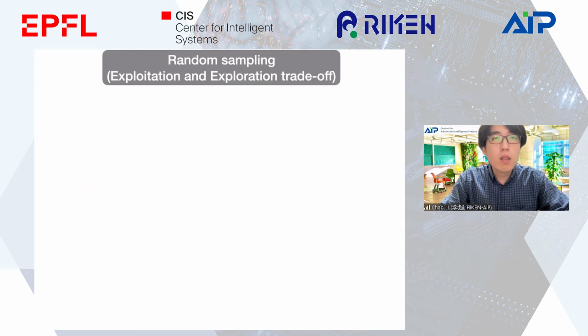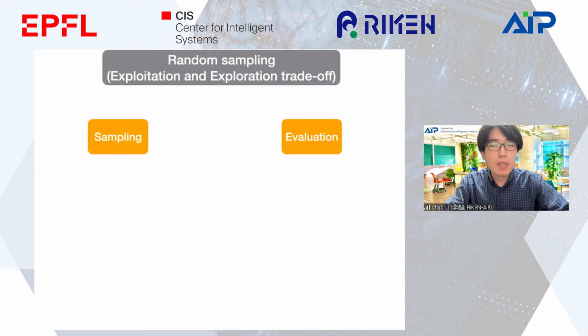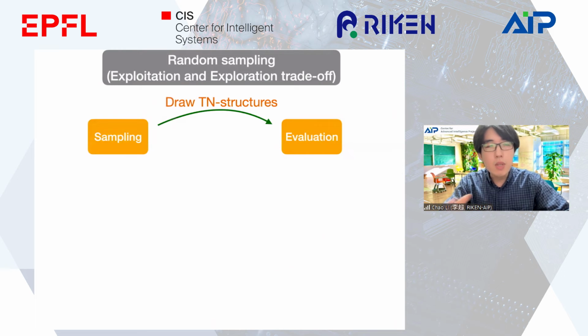And in our algorithms, we try to seek the optimal tensor network structure via random sampling. The key point is to give a good balance between exploration and exploitation in the search space. Our algorithm mainly contains two phases, that is sampling and evaluation. In the sampling phase, we randomly draw a batch of tensor network structures with some learned sampling distributions.